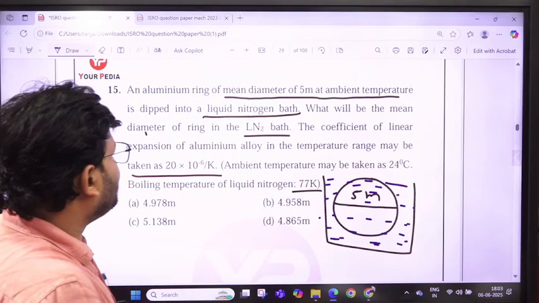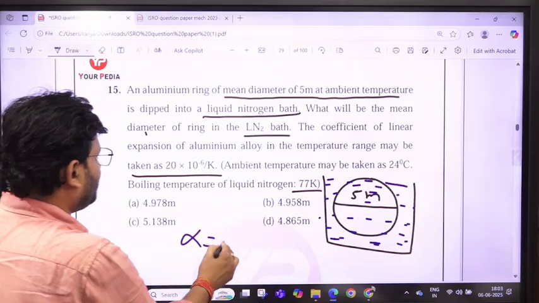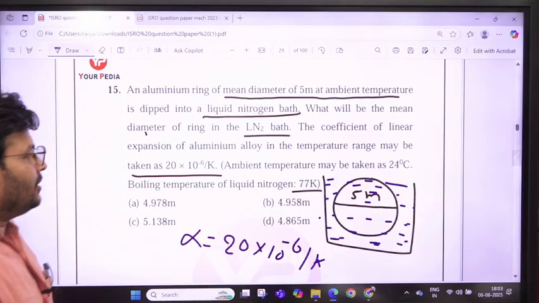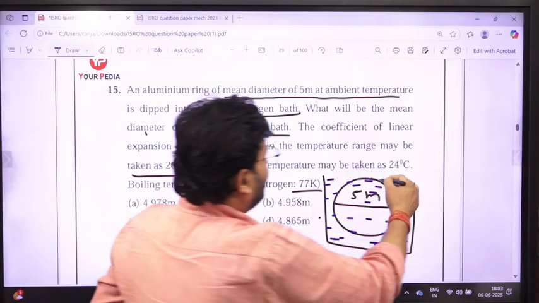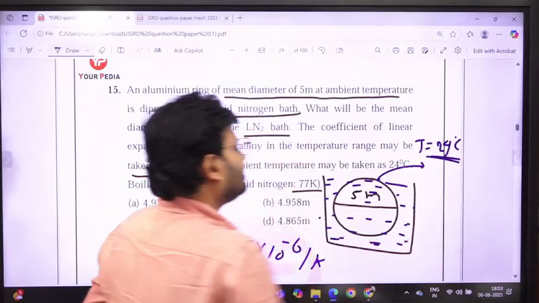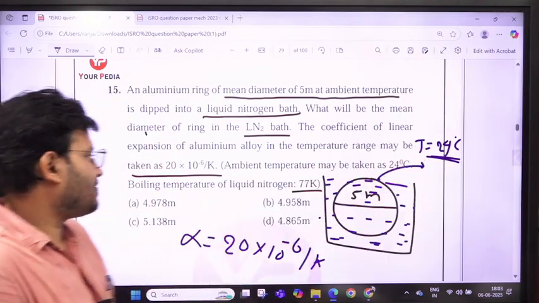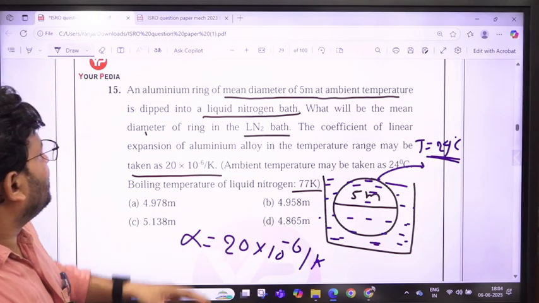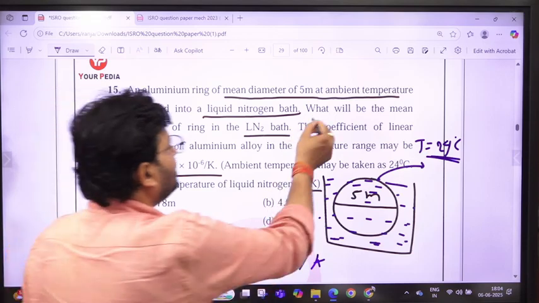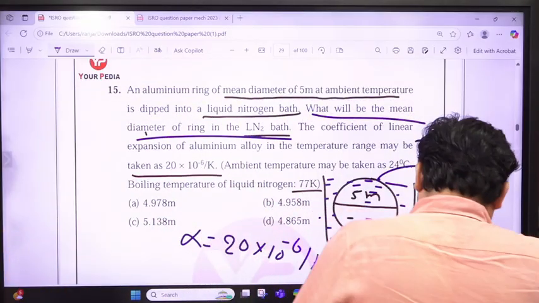And in the question, the coefficient of linear expansion of the alloy is given, so alpha is also known, my dear friends: 20 into 10 to the power minus 6 per Kelvin. Ambient temperature, when it was in the atmosphere, was 24 degrees Celsius. Since this aluminum was initially in the ambient, it was 24 degrees Celsius. So what is the question? The mean diameter is known. What will be the mean diameter of the ring after putting it in the LN2 bath? So we can do this simply, my dear friends.